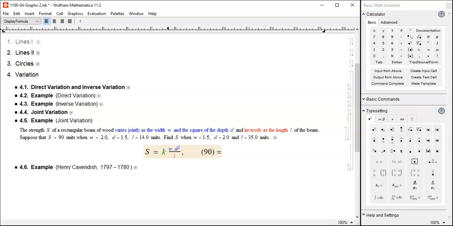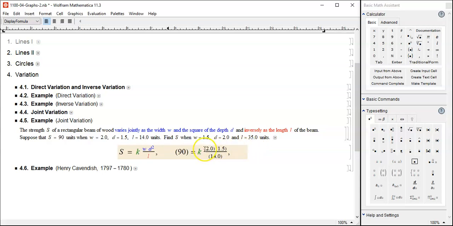90 is equal to K times W, which is 1.5. No, W is 2.0, excuse me. D is 1.5, and then divided by 14.0. Okay, from here, let's find out G. We can find out K, excuse me. Why did I say G? I don't know. Let's find out K.